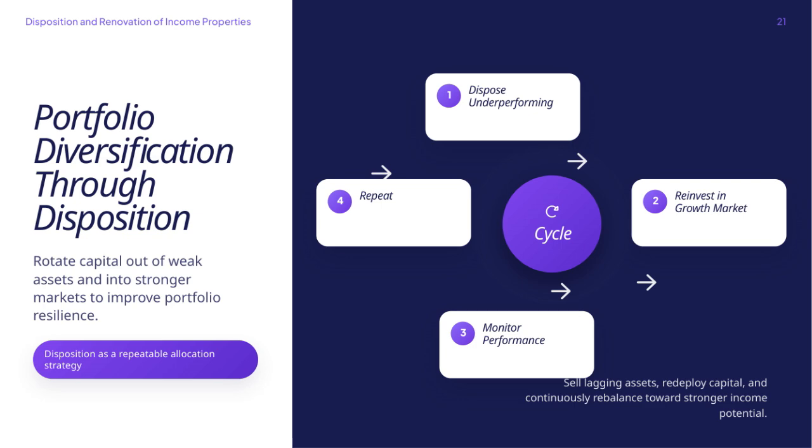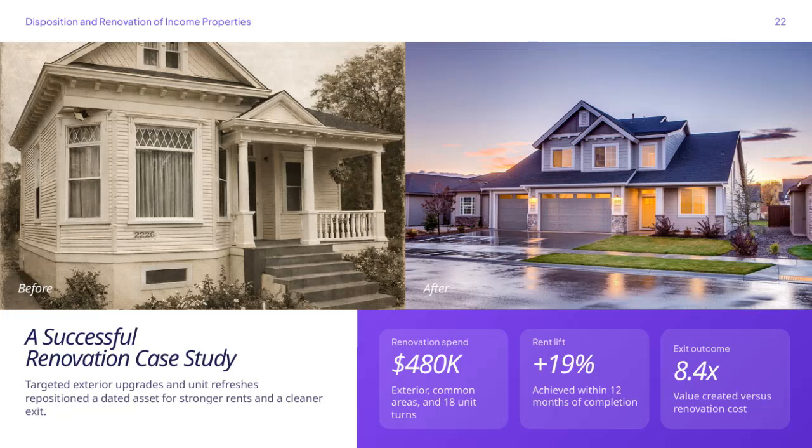Here we have a successful renovation case study that really highlights the impact of targeted upgrades on property value. The project focused on exterior improvements, refreshing common areas, and turning 18 individual units. With a renovation spend of $480,000, these strategic enhancements reposition the property, which was previously dated, allowing for stronger rental rates.